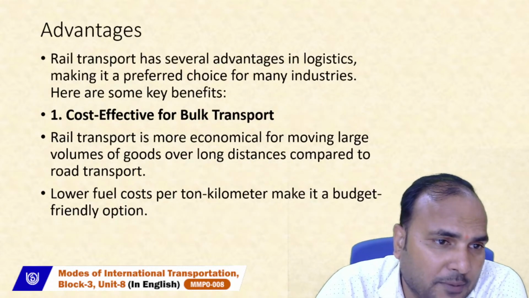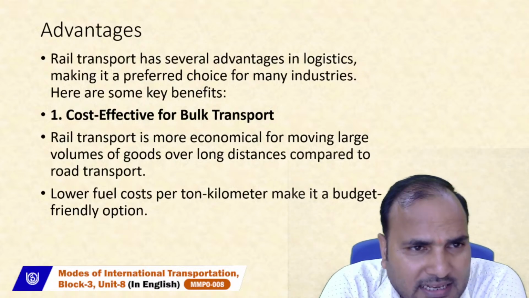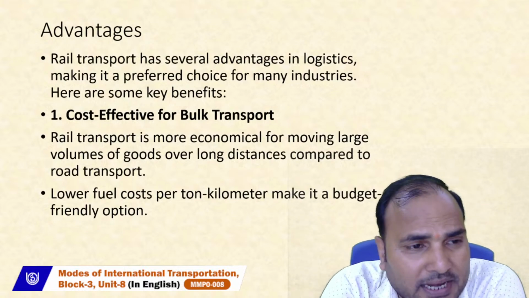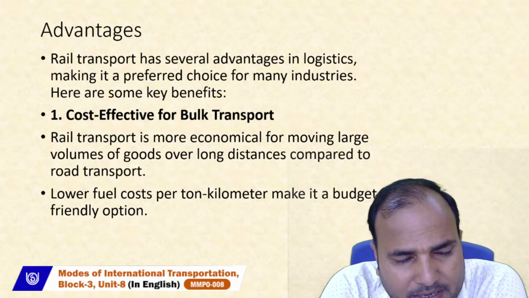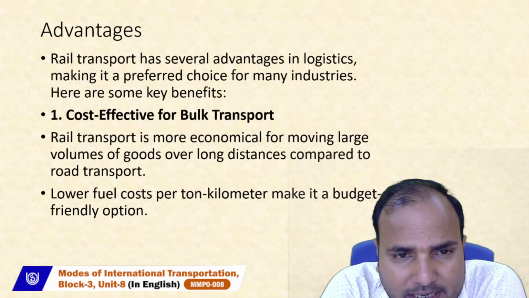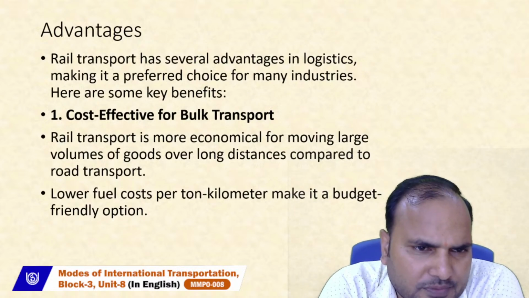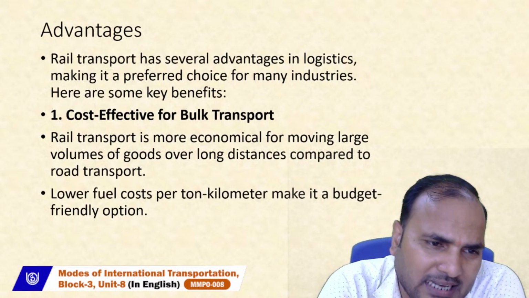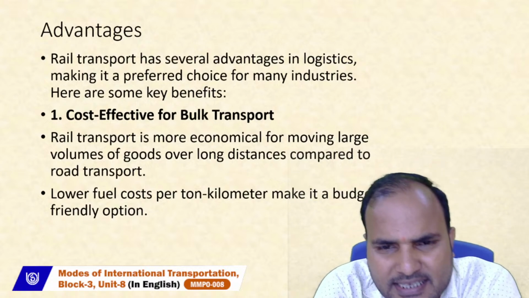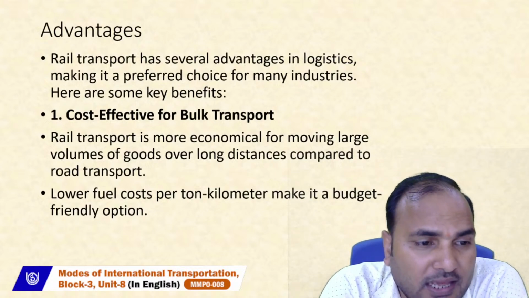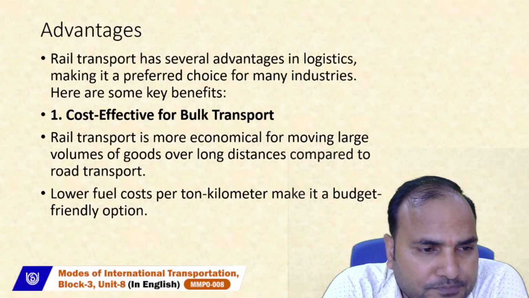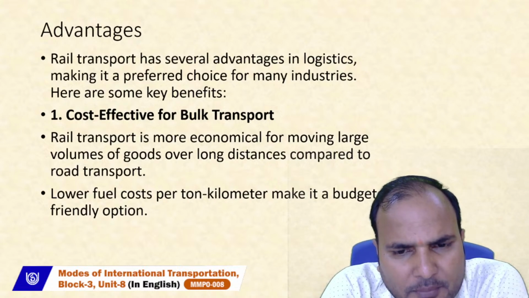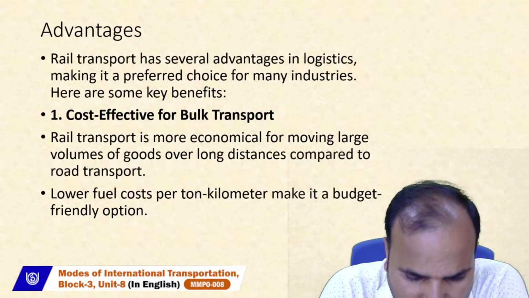And there are different advantages. Rail transport has several advantages in logistics, making it a preferred choice for many industries. Some key benefits: it is cost effective for bulk transport. Basically, rail transport is more economical for moving large volumes of goods over long distances compared to road transport. The lower fuel cost per ton kilometer makes it a budget friendly option.